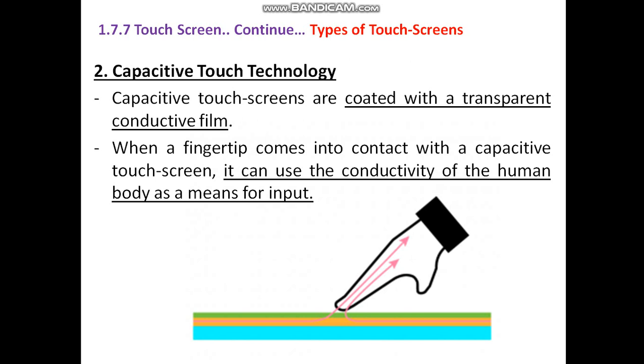glass. In a capacitive touch screen, first of all, capacitive touch screens are coated with a transparent conductive film, and when a fingertip comes into contact with the capacitive touch screen, it can use the conductivity. Means the electrical conductors are separated by the capacitor, and when we apply the finger on it, it uses the conductivity of the human body as a means for the input. It takes our fingertip as the input.